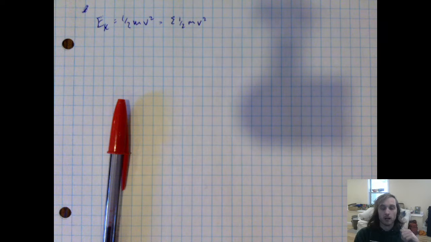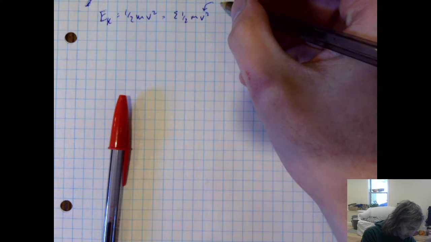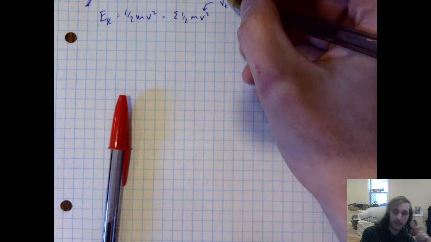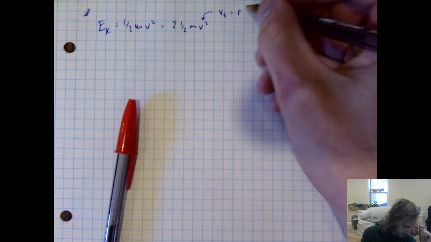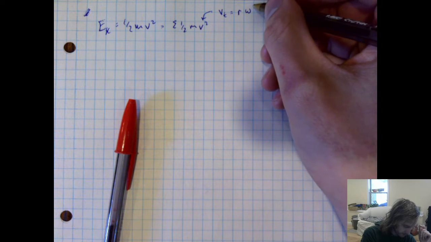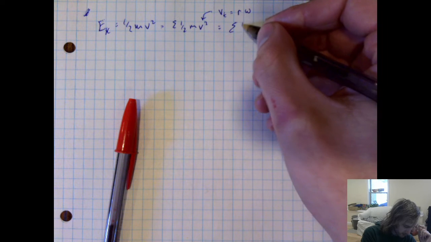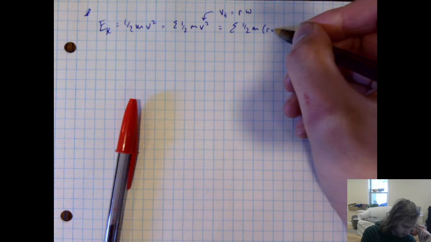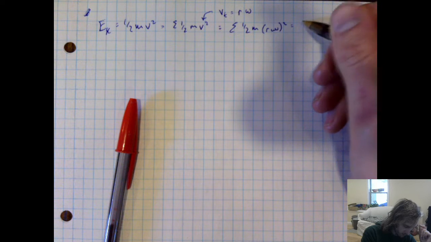So that's our goal. If we think of this a slightly different way, what we can say is that our tangential velocity for any given little piece of the spinning object is going to be equal to r omega. And so if I plug that in here, what I'll get is a summation of 1/2 m for each little chunk times (r omega) squared.